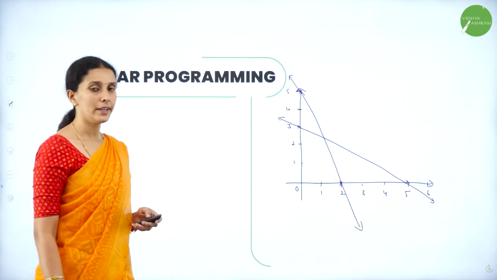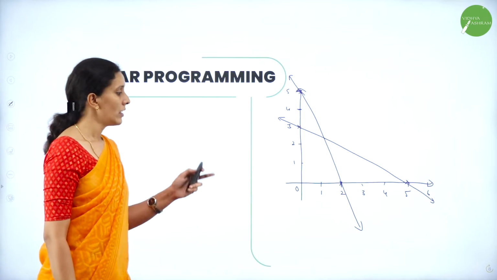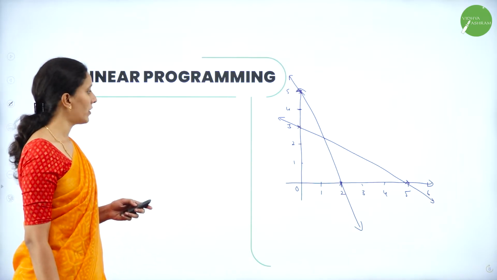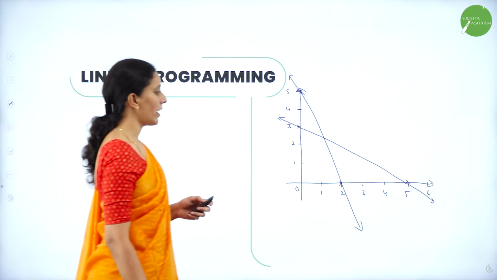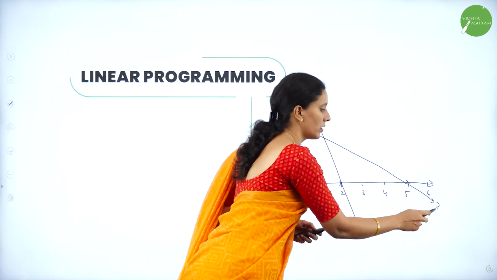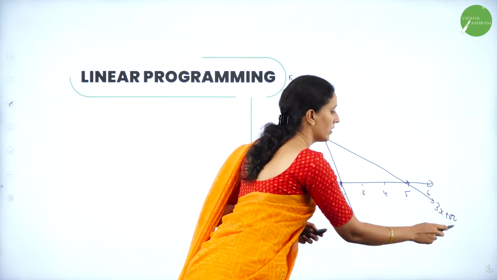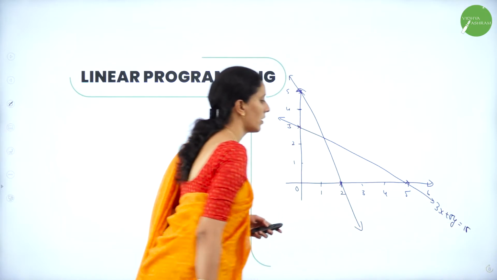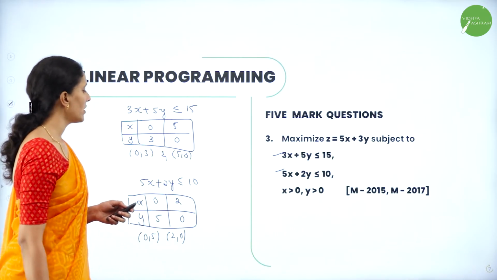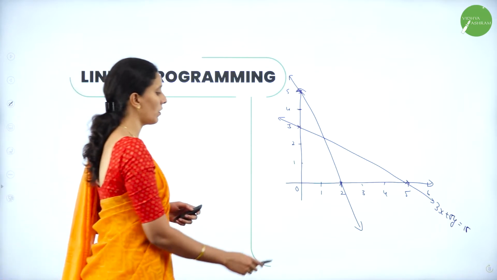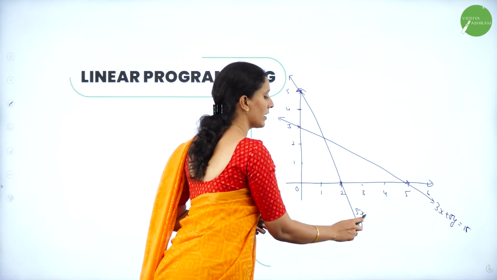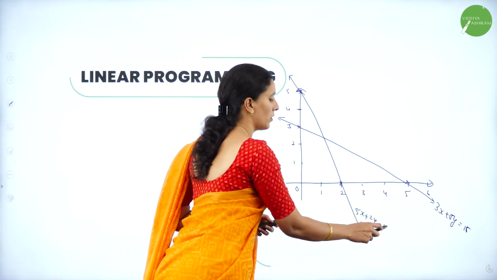So these are the straight lines we get. Write the equation of the line. For the first one it is 3x plus 5y, so this is the equation, 3x plus 5y is equal to 15. And the second equation is 5x plus 2y is equal to 10.